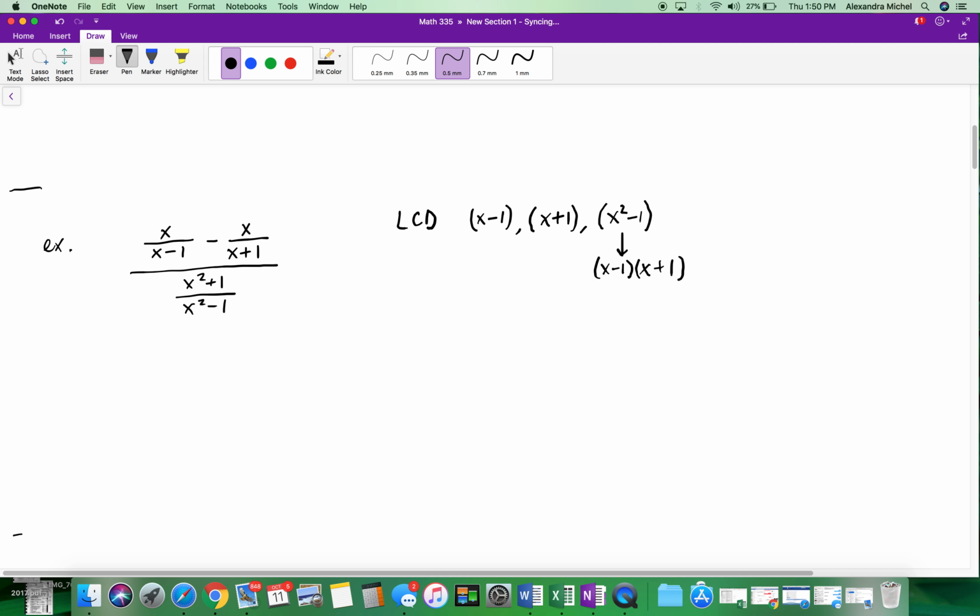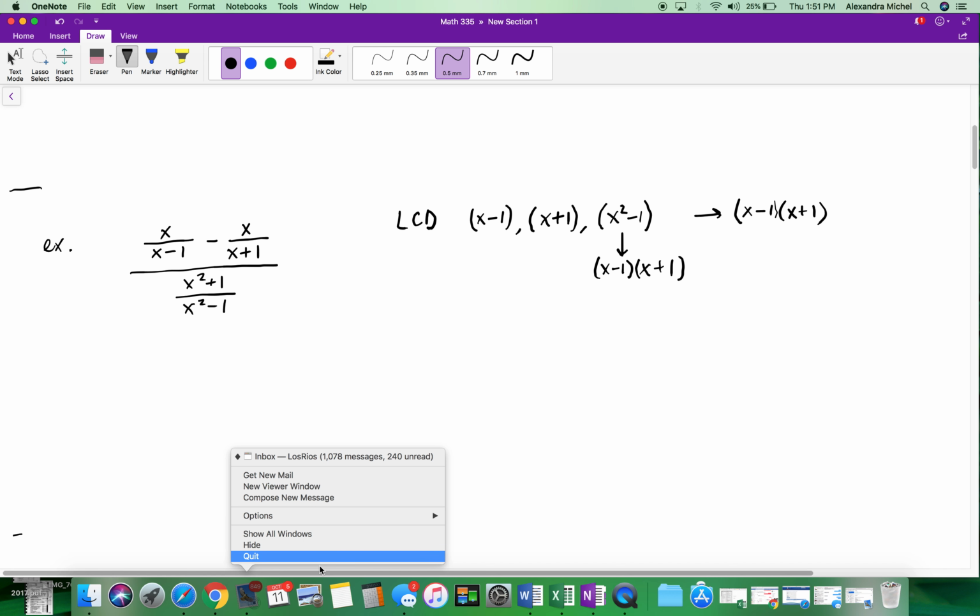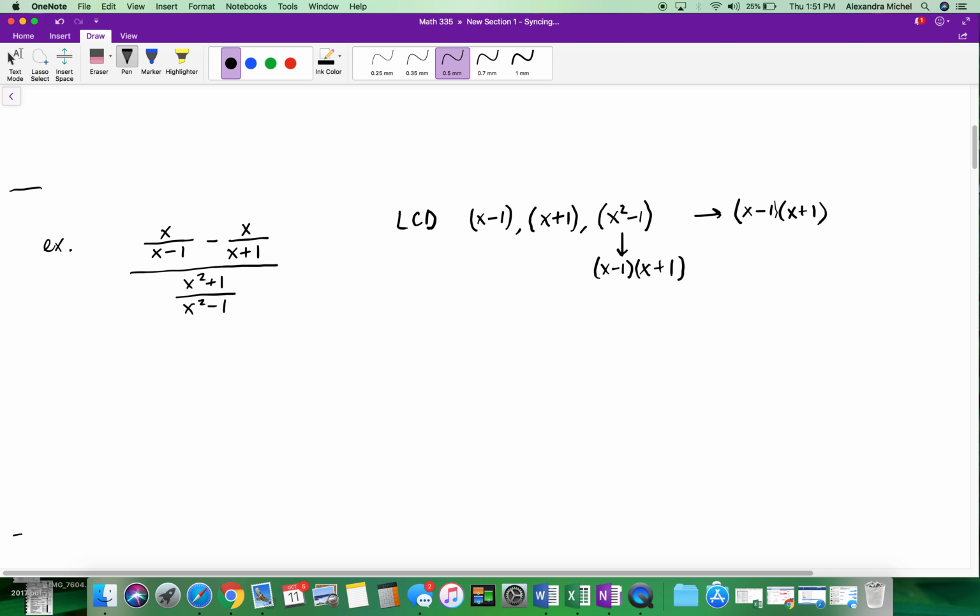So if I think about the least common multiple or denominator here, it would just be this product, right? Because x minus 1 goes into this and x plus 1 goes into this. So the LCD would just be x minus 1, x plus 1. Okay, so I'm going to multiply everything by x minus 1, x plus 1 on both the top and bottom.